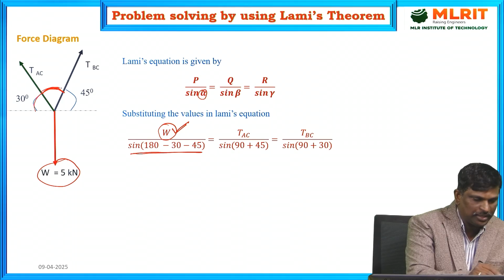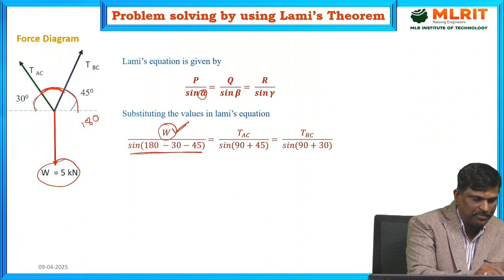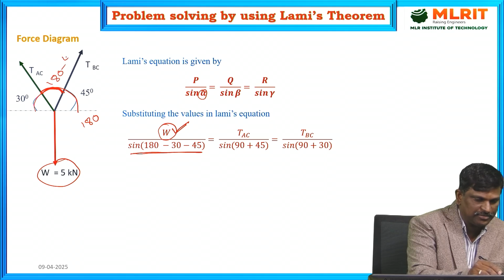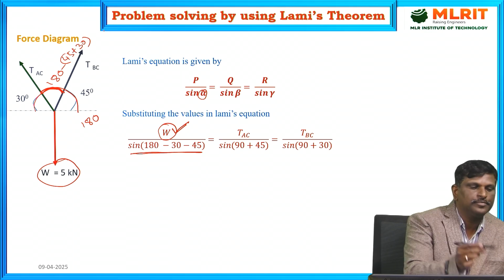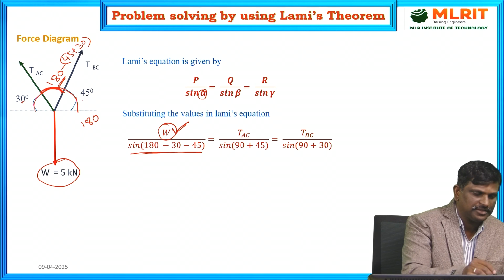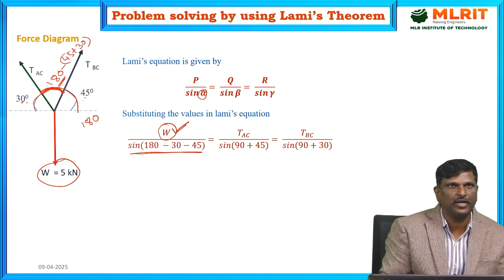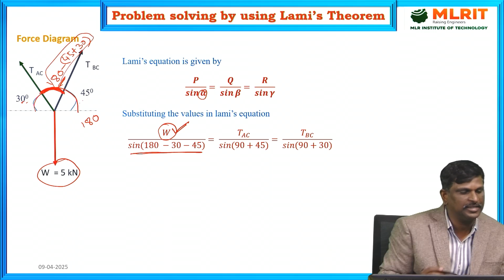See here, the total angle is 180. So here the angle between TAC and TBC is 180 minus 45 minus 30, or otherwise 180 minus 45 plus 30. If we add 30 and 45 and subtract from 180, you will get the angle between TAC and TBC.